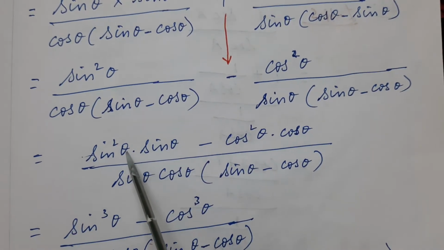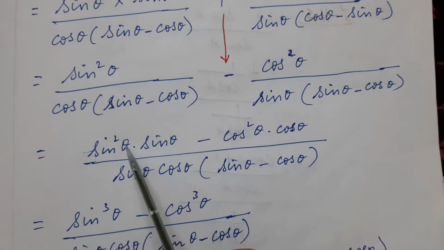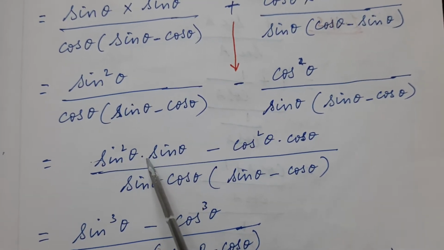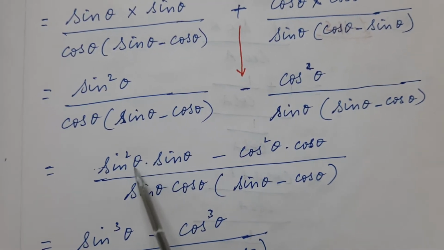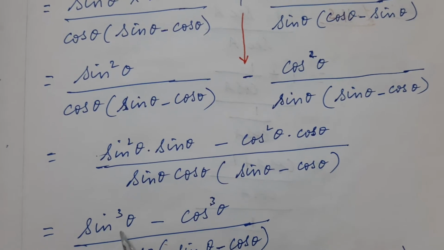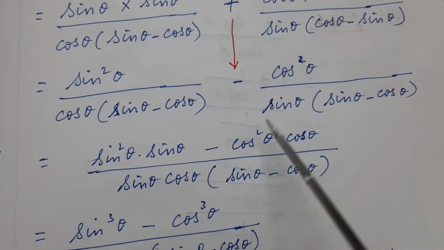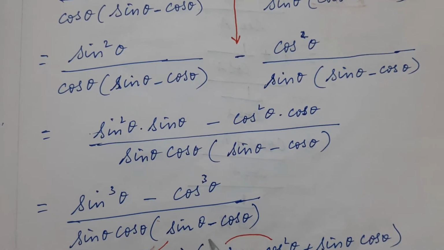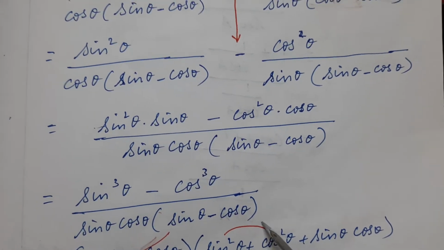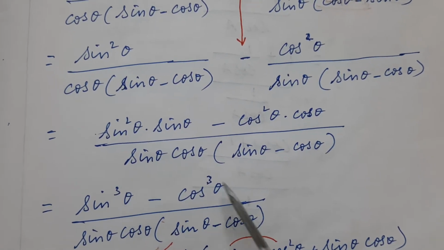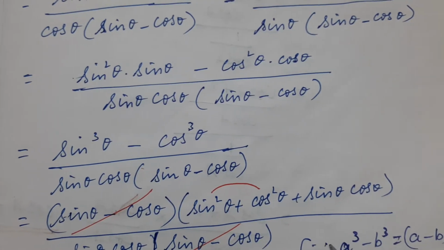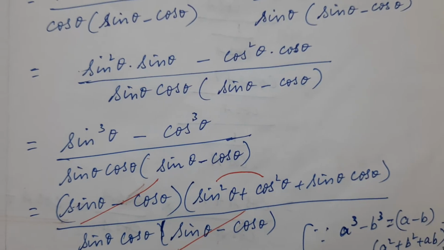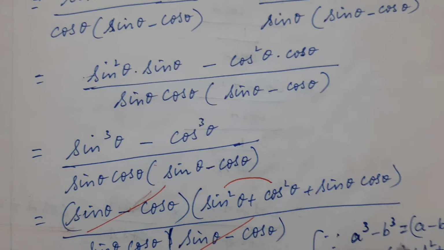Now this is the power law you have learned, is it not? Law of exponents. So a power m into a power n is a power m plus n. So it is sin square theta into sin theta is sin cube theta minus cos cube theta by sin theta cos theta into sin theta minus cos theta. Now this is of the form a cube minus b cube. a cube minus b cube is a minus b into a square plus b square plus ab. Identity. So I am using this identity here.